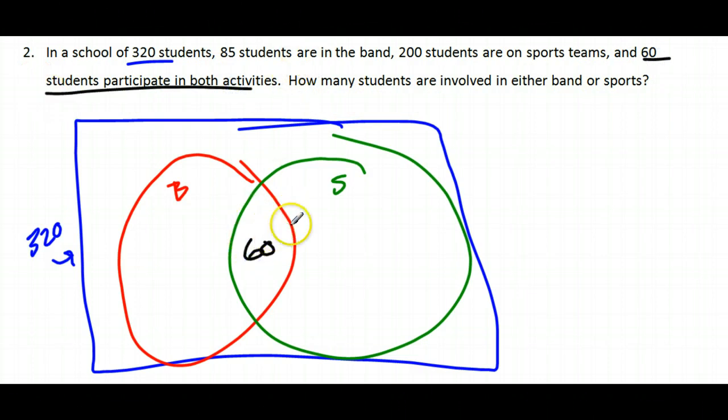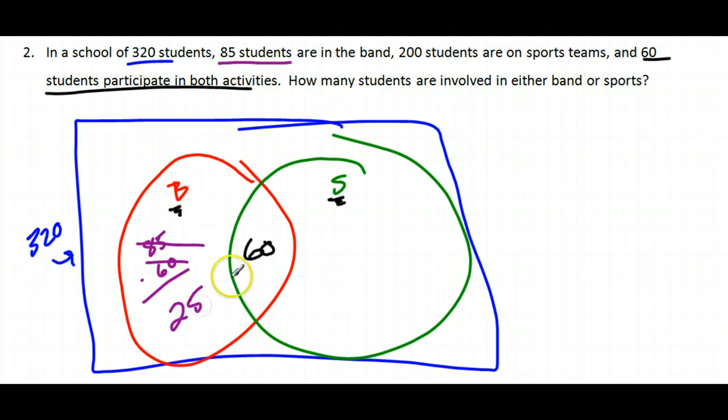Now this 60 counts in my sports, and this 60 counts in my band. So when I tell you guys that there's 85 students in band, I'm not going to write 85 in here, because these 60 are already there. It's like me having literally 60 people inside this band circle. So we're actually going to take this 85 and subtract 60 from it. So we really know that the people that just do band is actually 25.